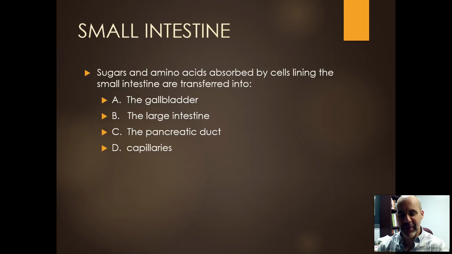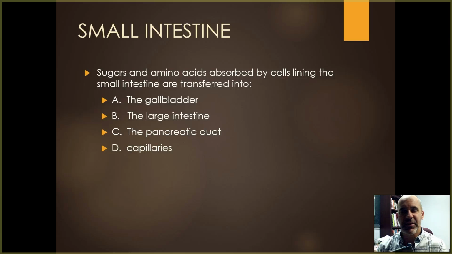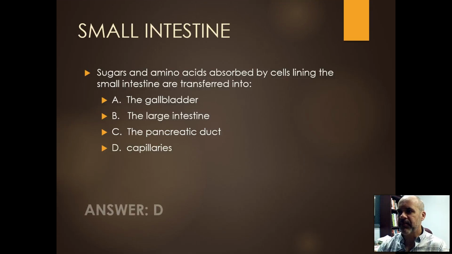Okay, here we go. I think I just gave away this one too. Sugars and amino acids absorbed by cells lining the small intestine are transferred into what? So they travel across the cells, and they're absorbed over on the brush border side. That's their microvilli side, facing the lumen of the small intestine. They cross the cell, and down here on the other side, facing the wall of the small intestine itself, you've got lots of capillaries around to absorb those nutrients. So that's how the nutrients get from the inside of the small intestine and into the bloodstream. So our answer there is going to be capillaries.